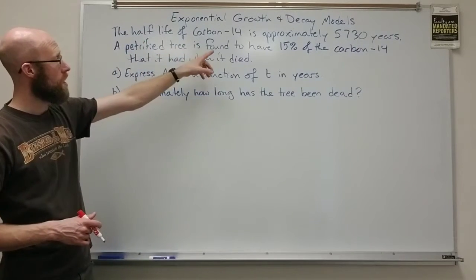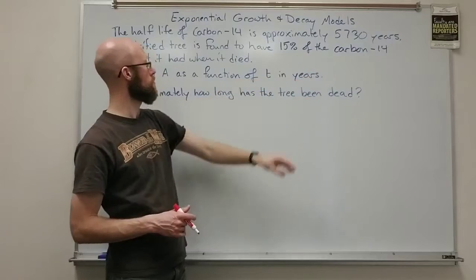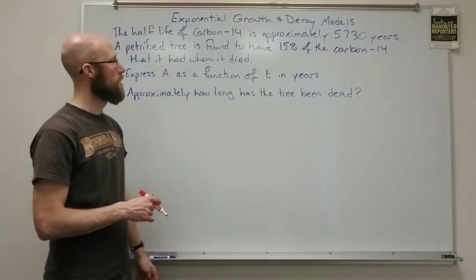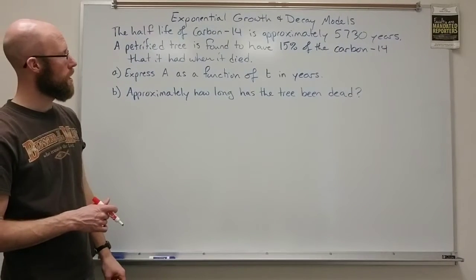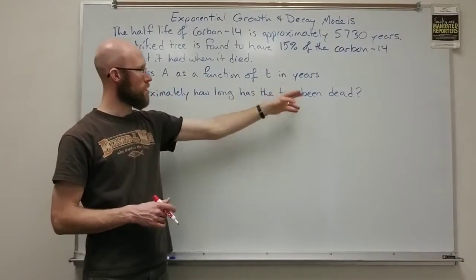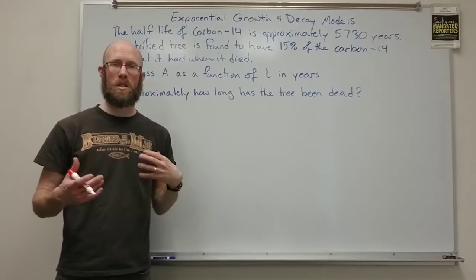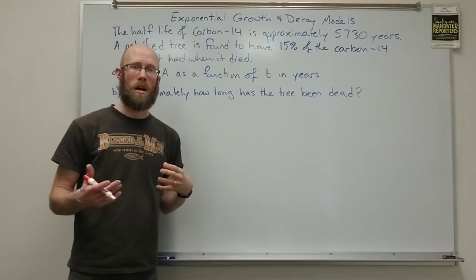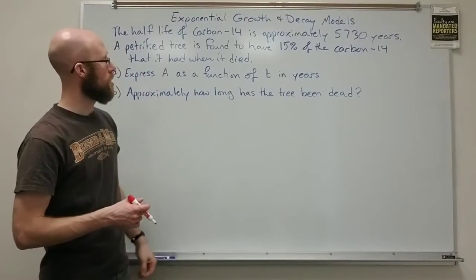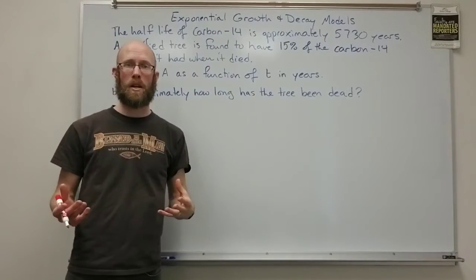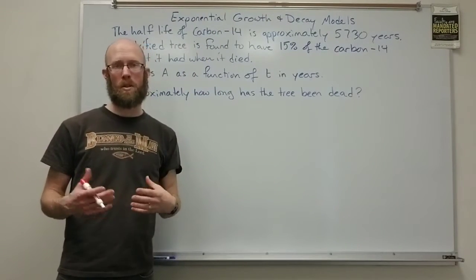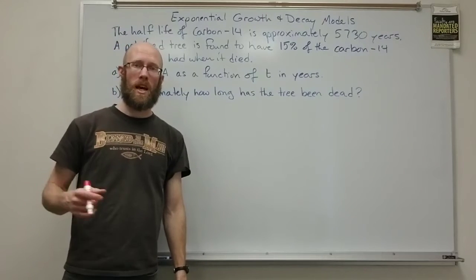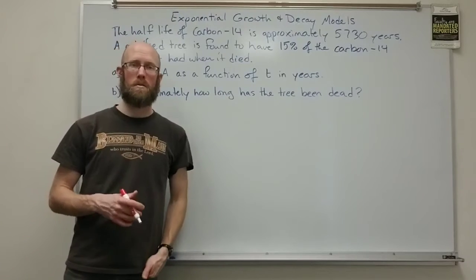A petrified tree is found to have 15% of the carbon-14 that it had when it died. Again, assuming we know how much it had when it died. We express A as a function of t in years, okay? Our bodies, this is for a human, this is for a plant, whatever, are continually ingesting and taking in carbon-14. When you die, that stops happening and the decay process begins. Well, it's always occurring, but the replenishment ends, and so the decay is more obvious and measurable.